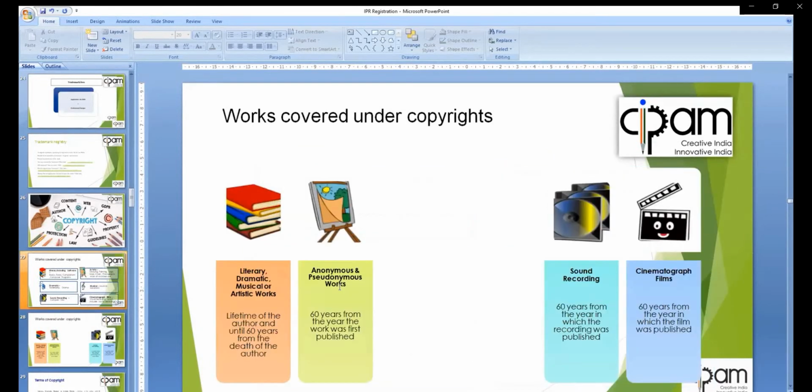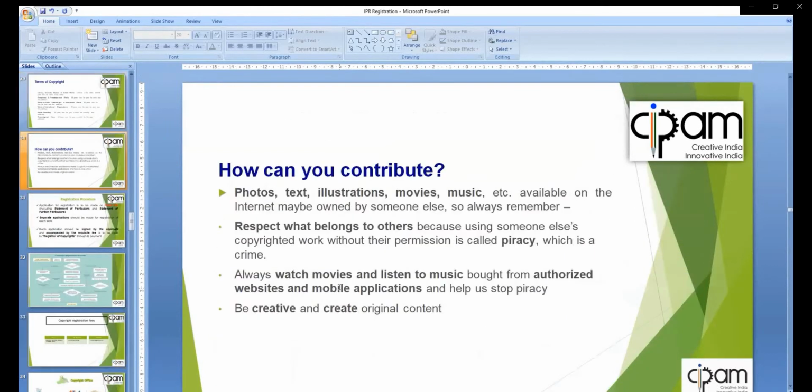work, musical, cinematography. So literary work, it is the lifetime of the author plus 60 years after the death of the author. Anonymous, pseudonymous work, it is 60 years from the date of publication. Sound recording is 60 years from the date of publication. Cinematographic work is 60 years from the date of first publication. The term of copyright, as I have explained, so how can you contribute?